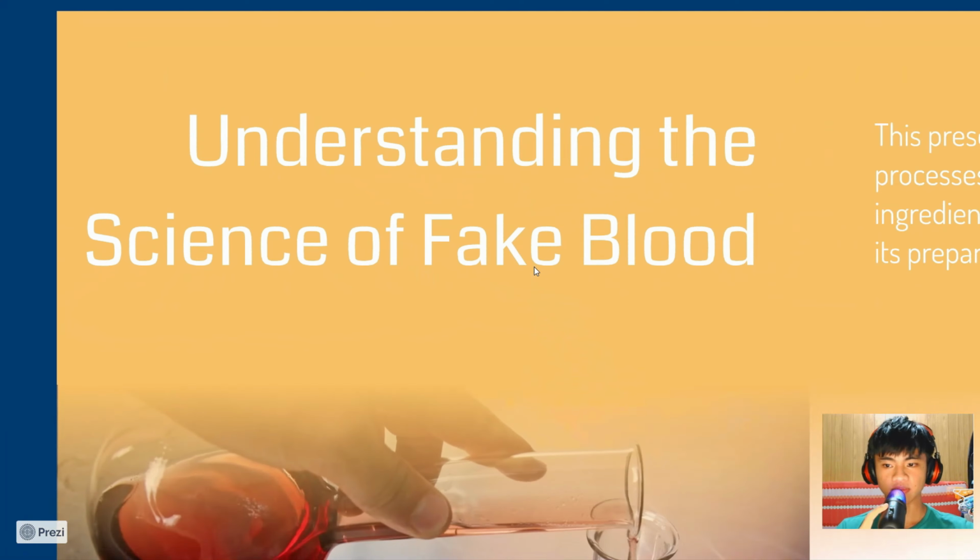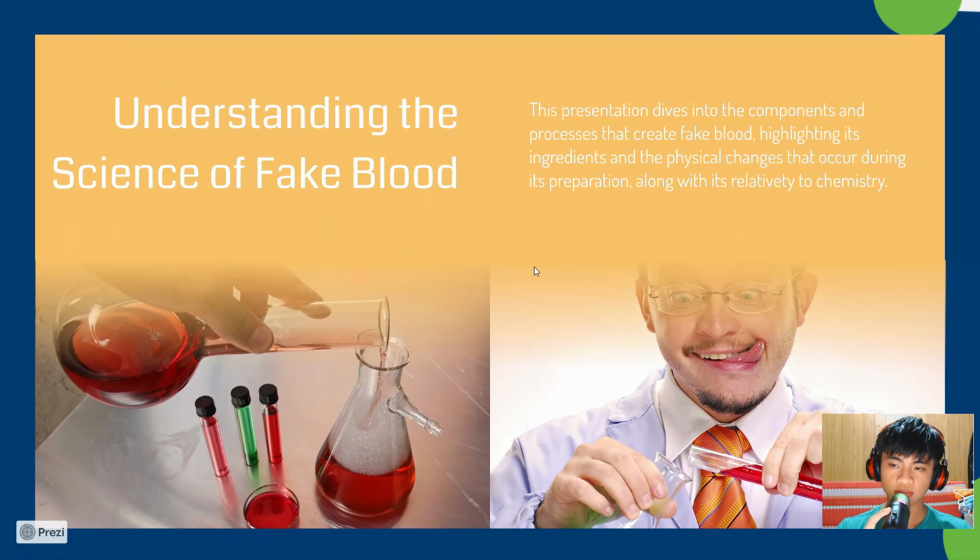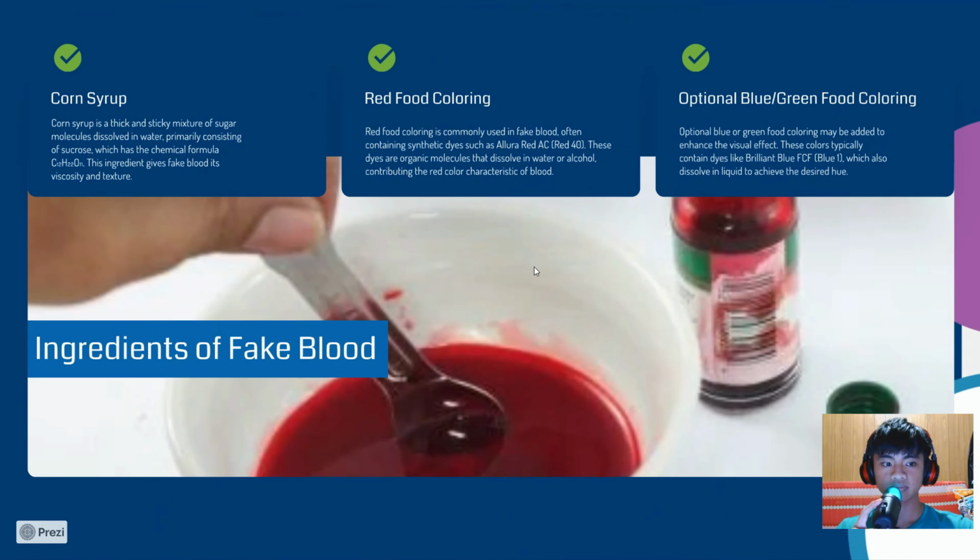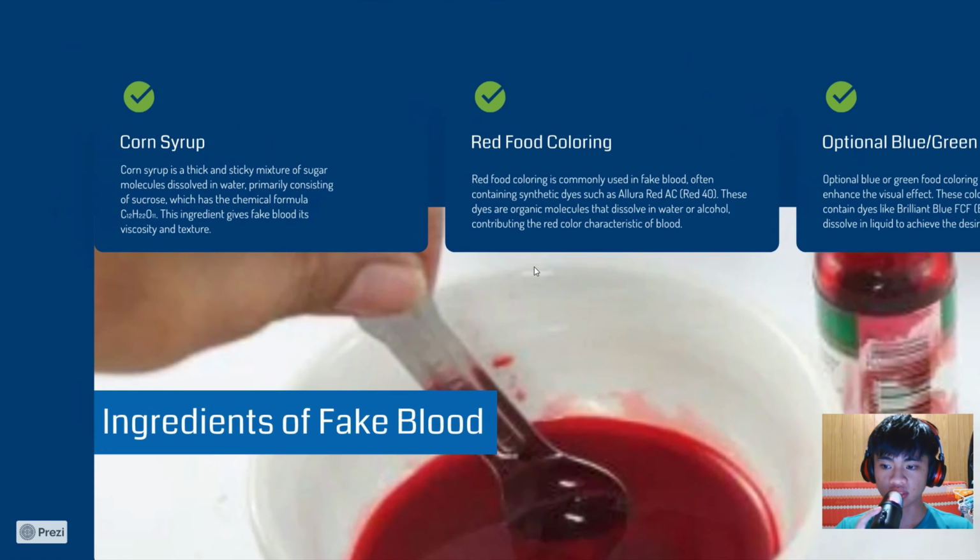Now, understanding fake blood. This whole presentation is going to be how fake blood is related to chemistry. So, what are the ingredients of fake blood? Of course, corn syrup, red food coloring, and optional blue and green food coloring. I used blue in this instance.